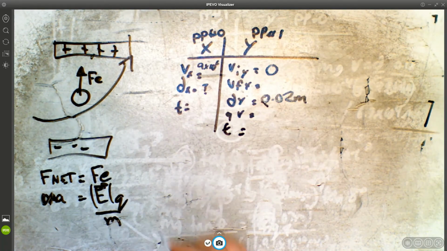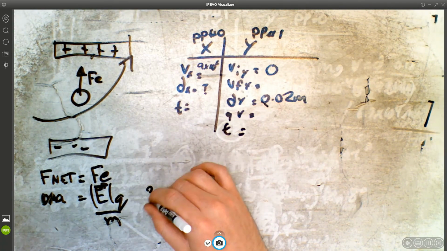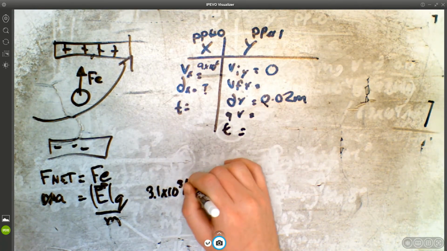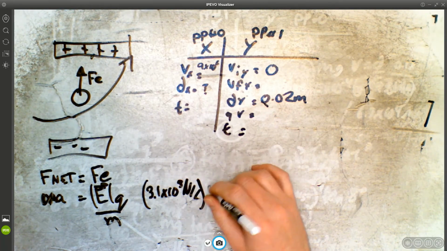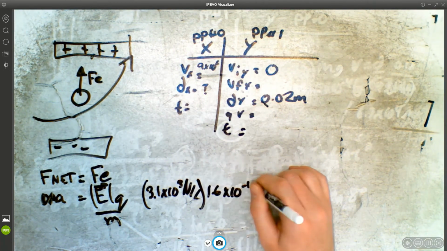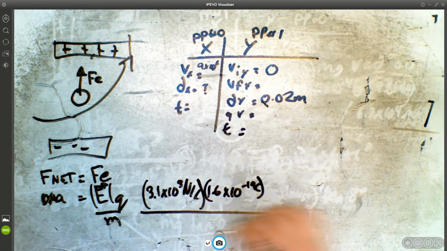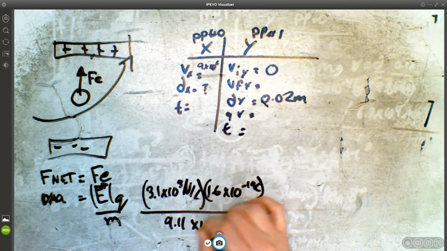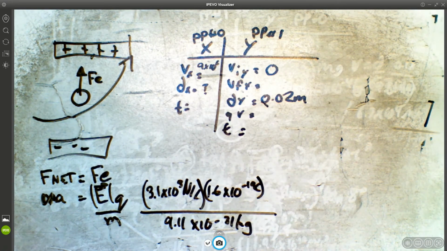So I'm going to go down here. The electric field given in the question, 3.1 times 10 to the 3. It's an electron, so 1.6 times 10 to the negative 19 coulombs. And then the mass is 9.11 times 10 to the negative 31 kilograms. So that'll give us our acceleration.